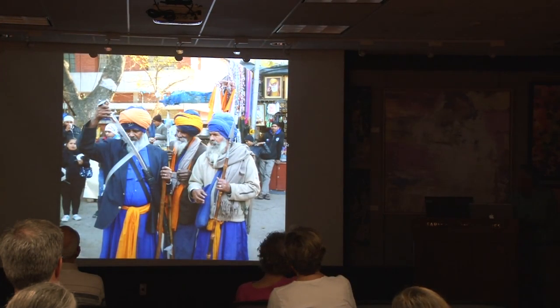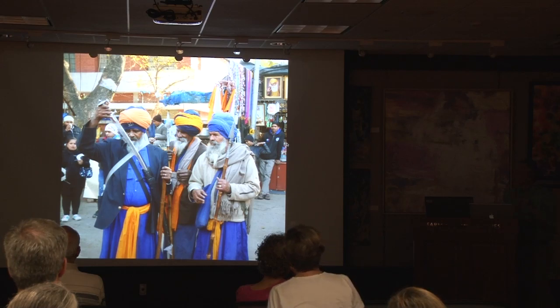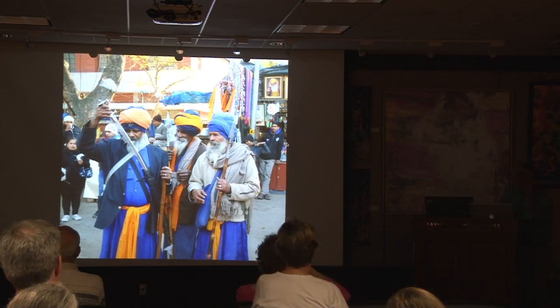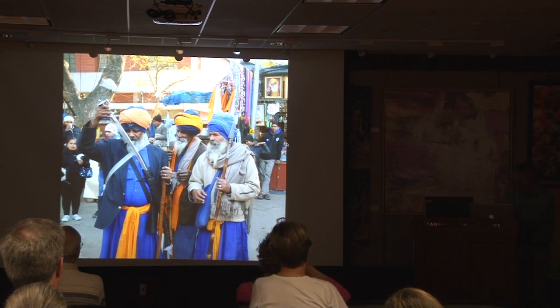These are some Sikhs who I think we probably paid a little money to pose for us. But one of the things that I learned about them, which was interesting, is that there are five words that begin with K in the language that signify things that are connected with the Sikhs. One of them is they have long, uncut hair, which is one of the reasons that they wear the turbans.